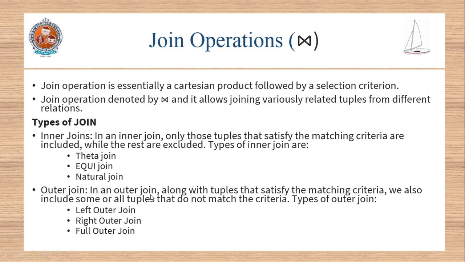Coming to outer join, we join the tuples that satisfy the matching criteria in both the relations and also include some or all tuples that do not match the criteria. Again in outer join we have three types: left outer join, right outer join and full outer join. Now we shall discuss all these types of joins in detail with examples.